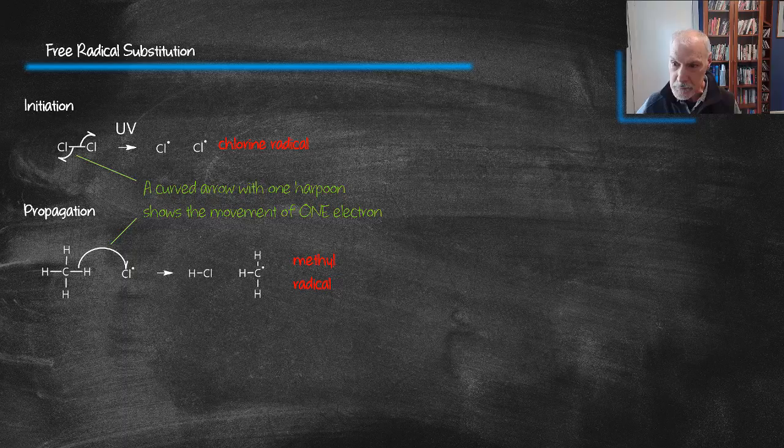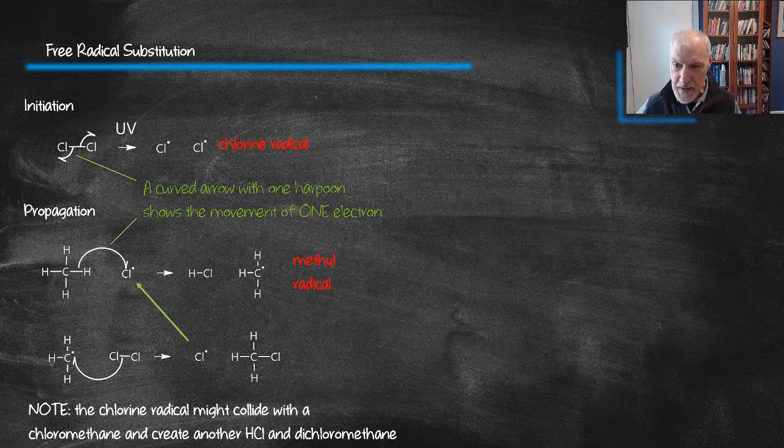Now I'm going to take my methyl radical and have it collide with a chlorine that is not split by the UV light. A chlorine atom and one of the electrons in the bond will then form our chloromethane and reform our chlorine radical. Notice that this chlorine radical can then go back to the initial step in the propagation and reform a methyl radical. And so we begin a cycle. There is an alternative path that can take place where our chlorine radical collides with a chloromethane and will produce another hydrogen chloride and dichloromethane. But I'm going to focus on this mechanism.